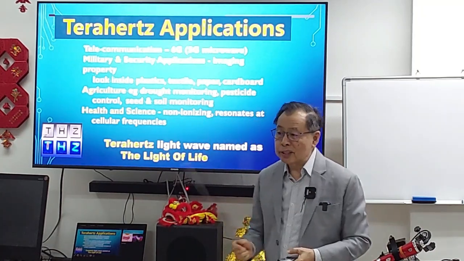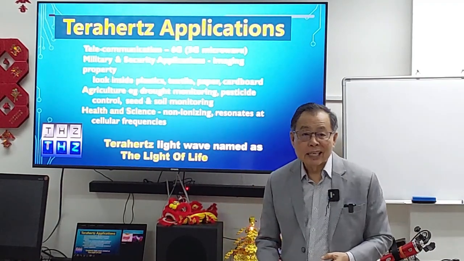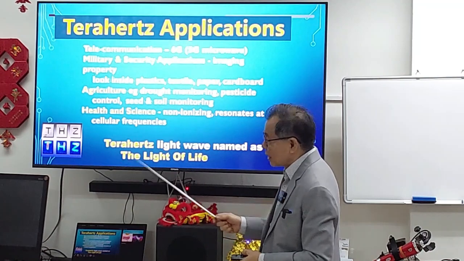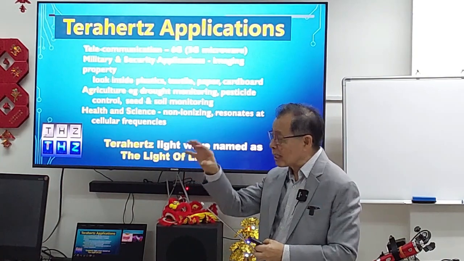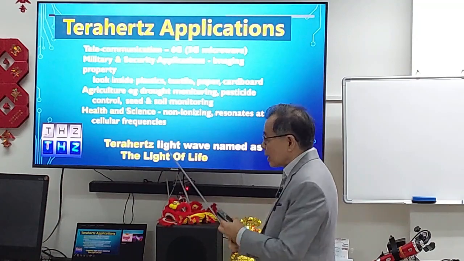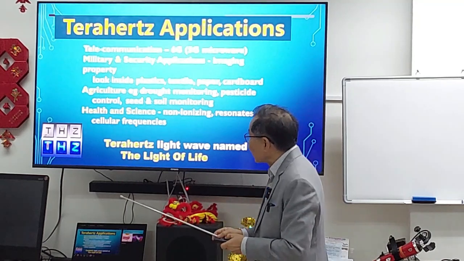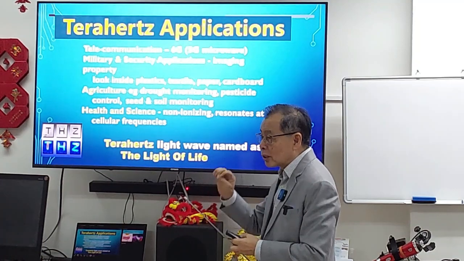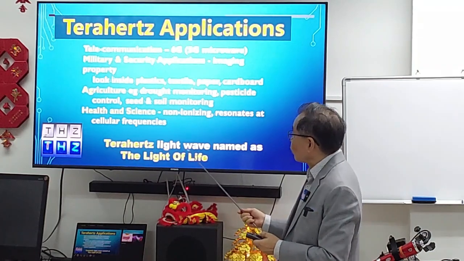If you own a 5G phone, 5G is microwave frequency. 6G is terahertz frequency. 6G is already coming. It's used in military and security because it can penetrate and see through. It's used in agriculture to monitor drought because it's absorbed by water, and in drought there will be very little water detected. In health and sciences, it's non-ionizing. It doesn't damage cells, and because it resonates at the frequency of cells, it is very useful.